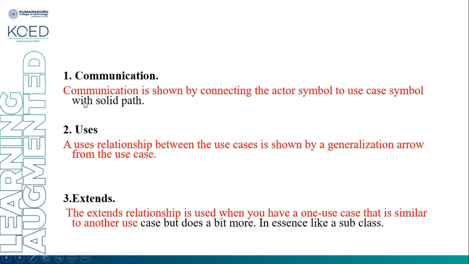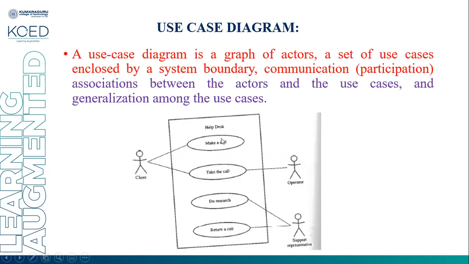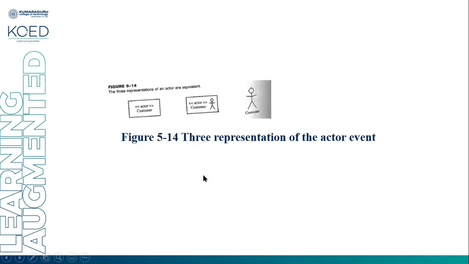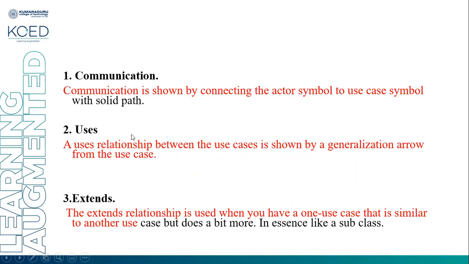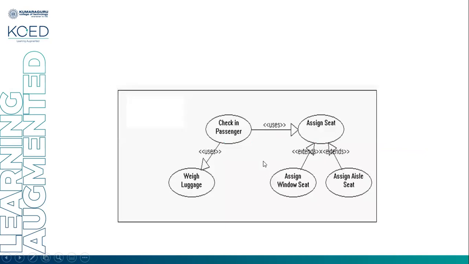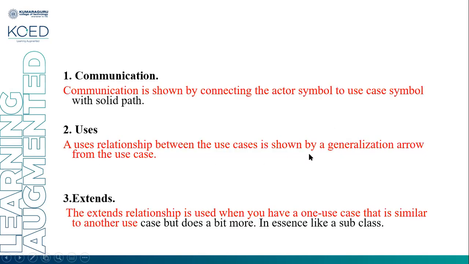Communication is shown by connecting an actor symbol with the use case symbol with a solid path. Uses relationship: a uses relationship between use cases is shown as a generalization arrow from the use case. That means one use case is using another use case. See this example: the check-in passenger use case uses the assign seat use case. One use case is completely using the service of another use case.